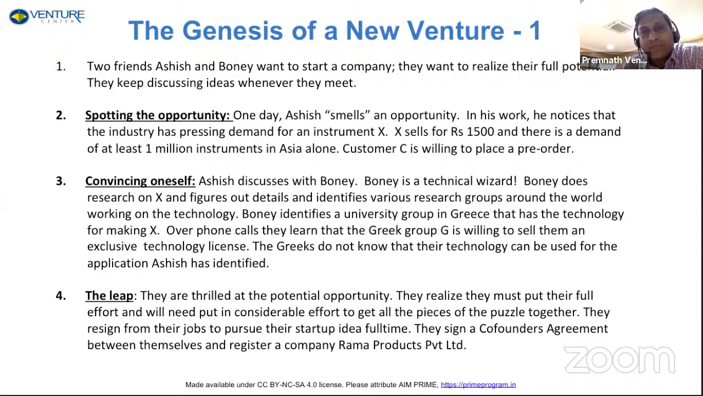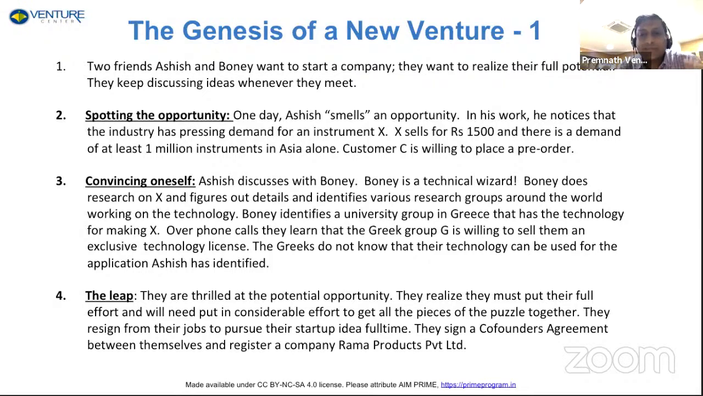Okay, and Boni identifies a university group in Greece that has the technology for making X. And Greece is in a financial crisis. You know, they are very keen to work with entrepreneurs who are willing to take their technology ahead. So over phone calls, they learn that this Greek group is willing to sell them that exclusive technology license. And the Greeks, by the way, have their own use for the technology, but they don't know what Ashish has in mind as the application for this particular technology. Okay, piece of hardware, how it is used, that is not something which they have really thought through.